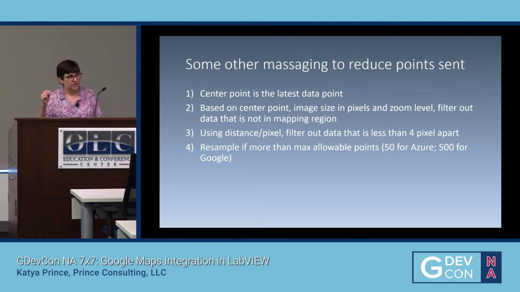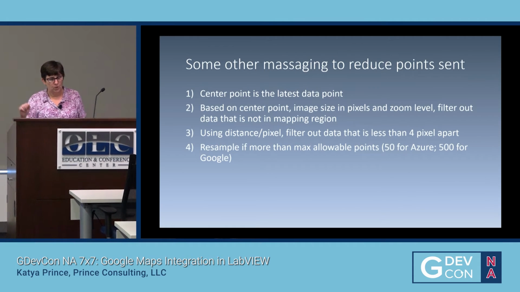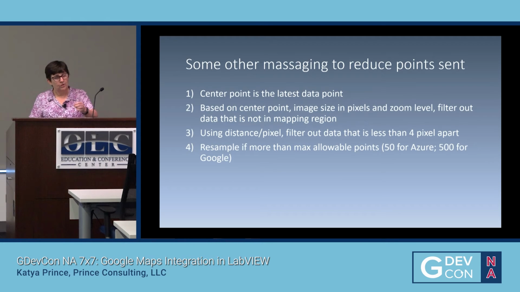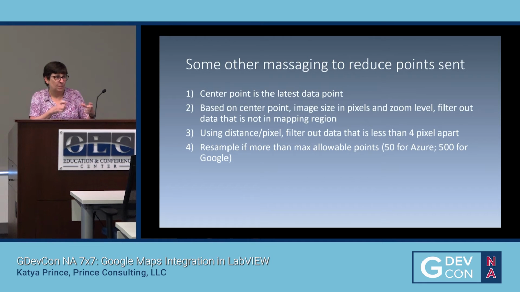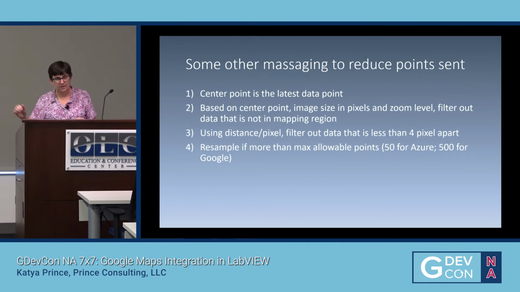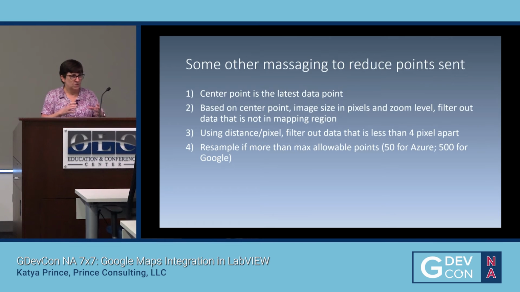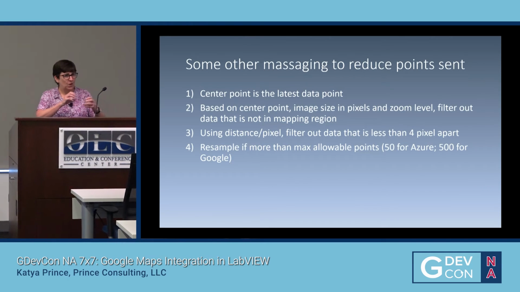Some things that I did for the data set before I sent it off to Google: I was using the last data point in the data set as the center point. Based on that and the zoom and the image, anything that wasn't going to be on there anyway, I just filtered out straight away. So even if they've been driving for 5 miles and they were only looking in a half-mile region, I don't care about anything out of range. The other thing is that we only have 400 by 400 pixels, so I pulled out all the data that was basically going to be overlapping.